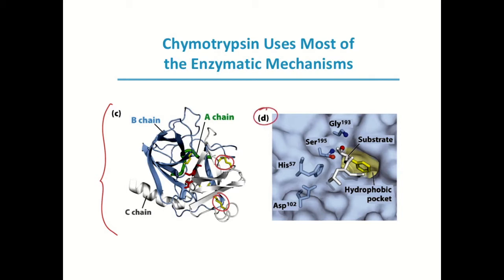D here shows a close-up of the active site of the enzyme bound to the substrate. The aromatic part of the substrate is fitting into the hydrophobic pocket. The hydroxyl group on the serine 195 residue will attack the carbonyl group of the substrate, and then the developing negative charge on the oxygen is stabilized by what's called the oxyanion hole, where the amide nitrogens from the serine 195 residue and the glycine 193 residue stabilize it.